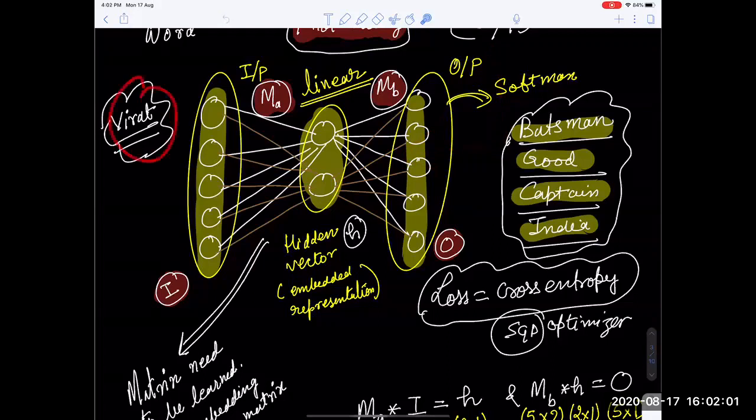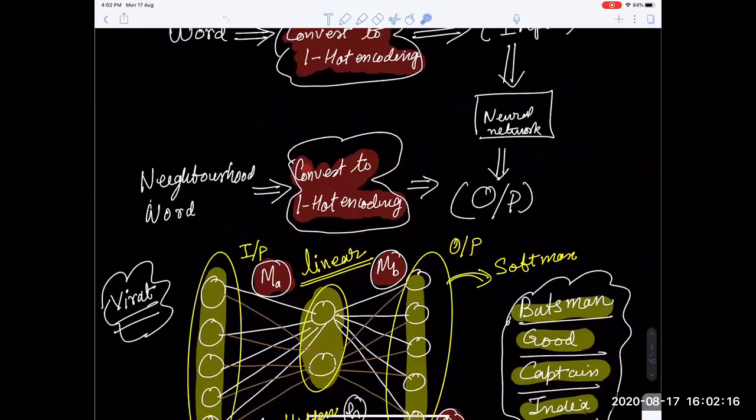And then you again show, so now the second pair is going to be Virat comma good. Then the third pair can be Virat comma captain, then Virat comma India, and keep on doing it for a good amount of time. So you have to do it for all of them.